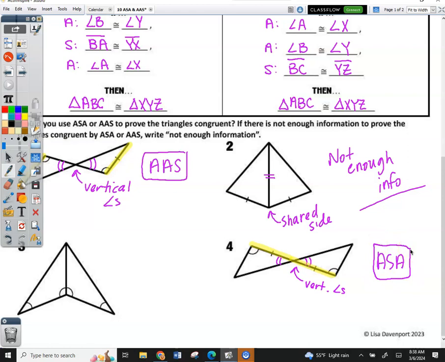When you get to the back, 9 and 10 is saying, I want you to use ASA, so what additional info would you need? And then 11 and 12 is saying, I want you to use AAS, what additional info do you need? That's where you go put the question mark, where like you need something marked and it's not marked. There are multiple right answers for 11 and 12. So there's multiple right answers, okay?